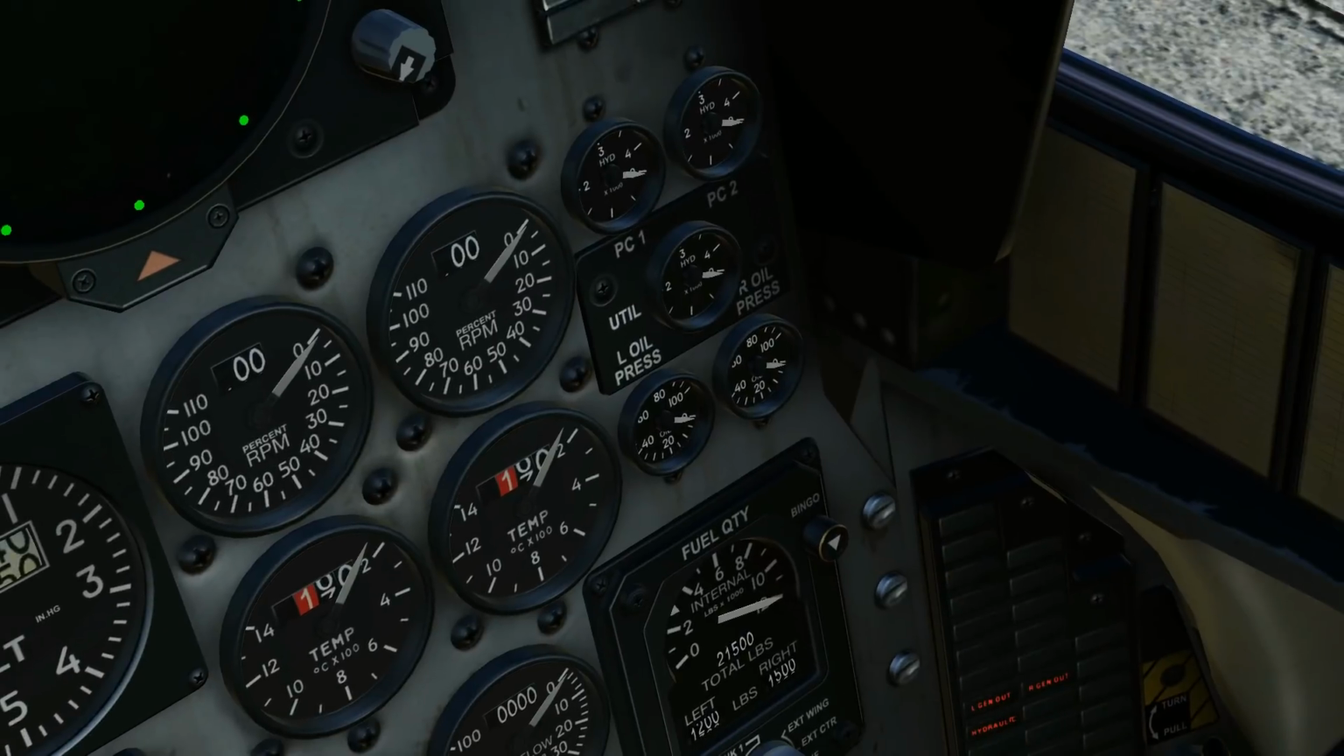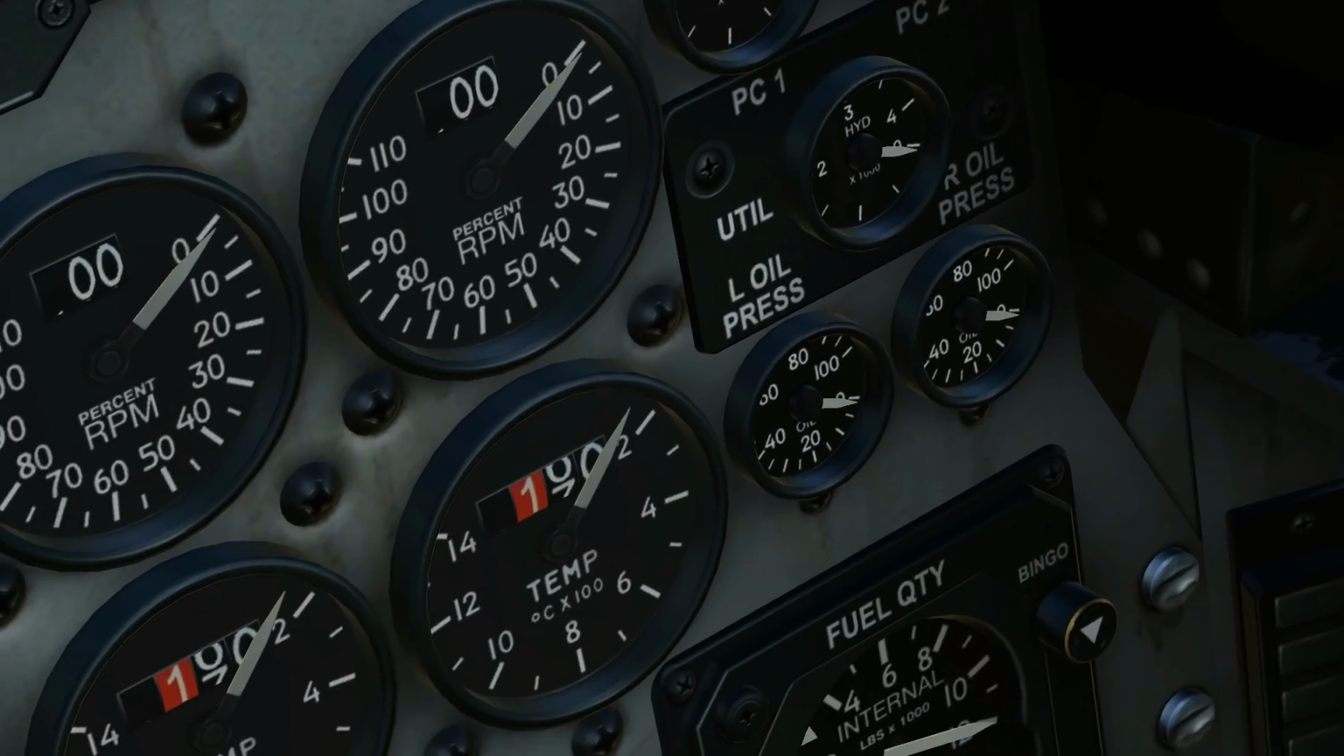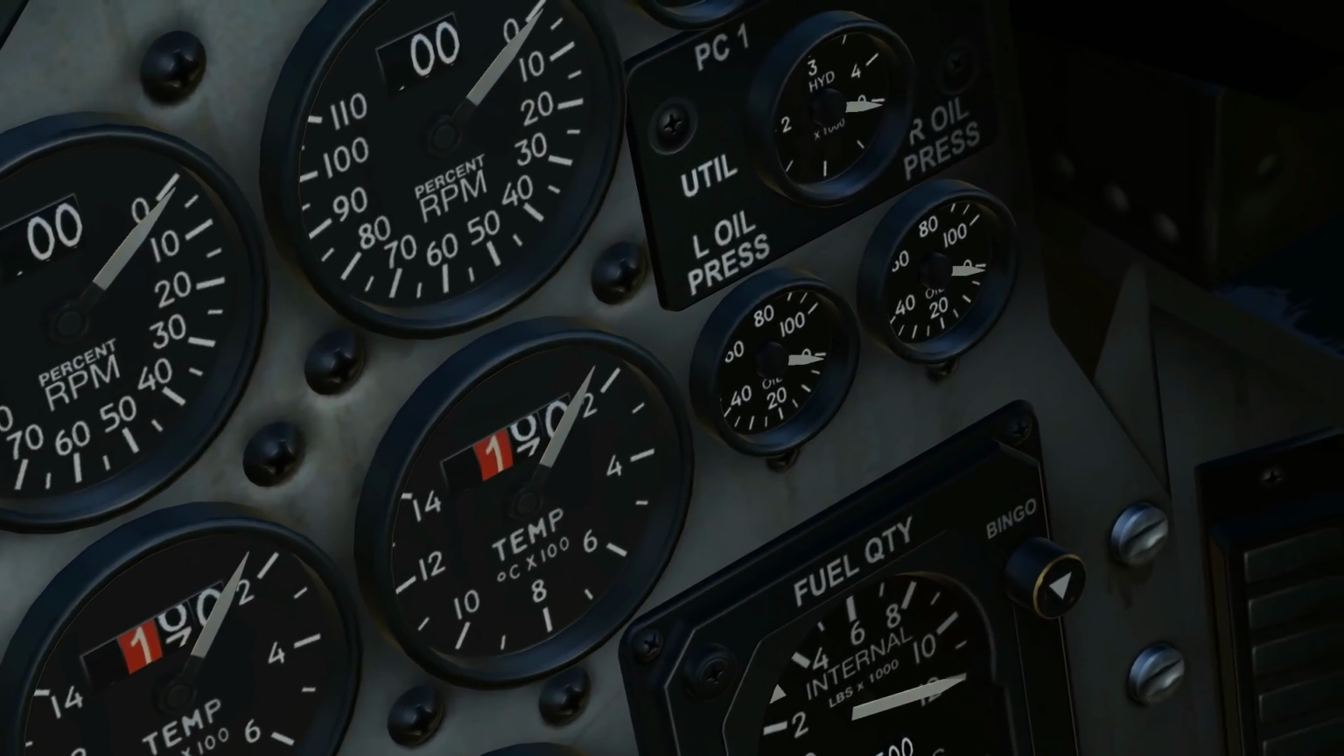I've got no reason to believe otherwise. So if you get hit and you get an oil leak from a missile, you probably will run out of oil, and it probably will be shown by this gauge. So it's probably something I should learn to look at.